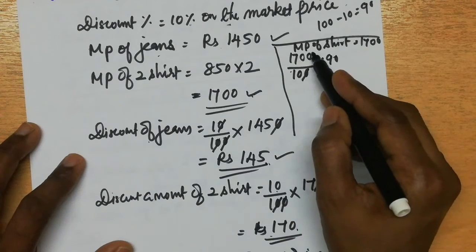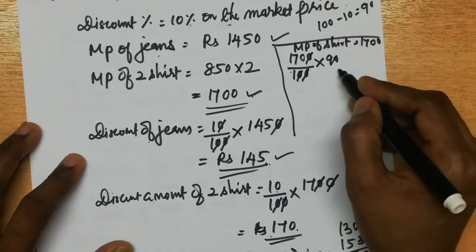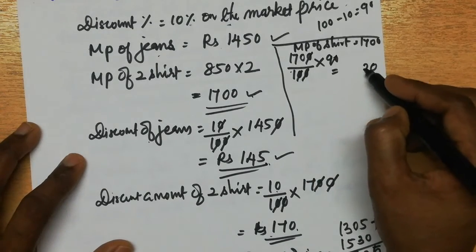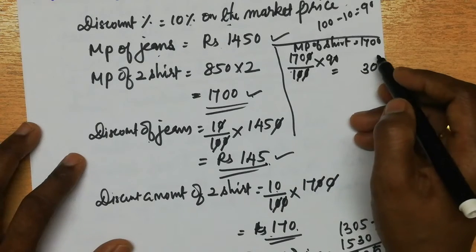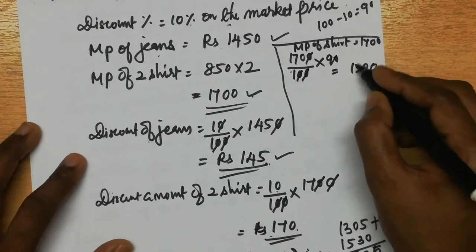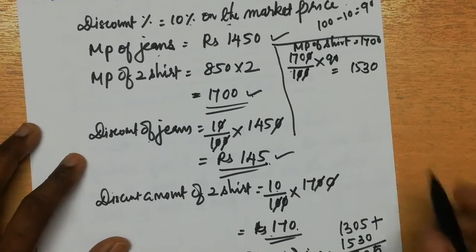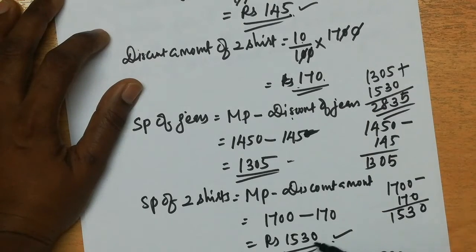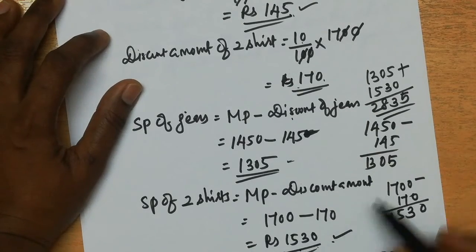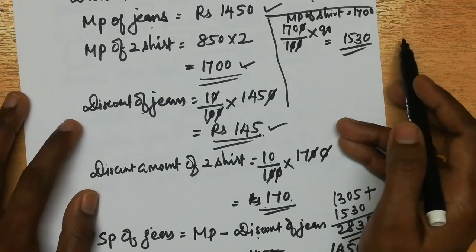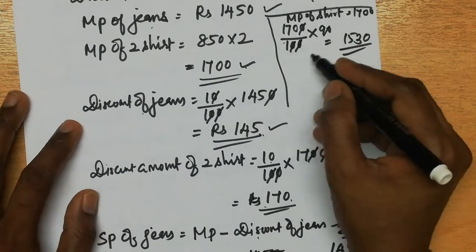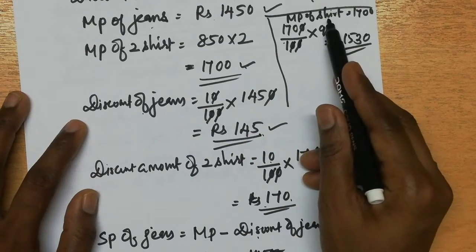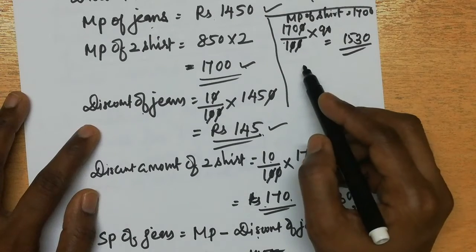Here 10 and 10, so we will multiply. 9 sevens are 63, remainder is 6, 9 ones are 9, 9 plus 6 is 15, that is 1530. This one we already got here. When we write this much of a statement, then only we will get 1530. Now we easily get 1530. Like that we can find the selling price of the jeans also. We found this for the shirt, now we will find the selling price of the jeans.